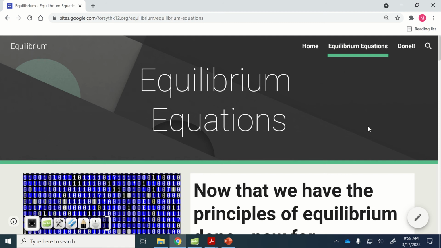So we already talked about equilibrium, where this is occurring when the rates of reaction going back and forth between the reactants and products are equal. That doesn't mean that we have equal amounts of products and reactants, and that's what we're going to really see in some of these equilibrium equations today.